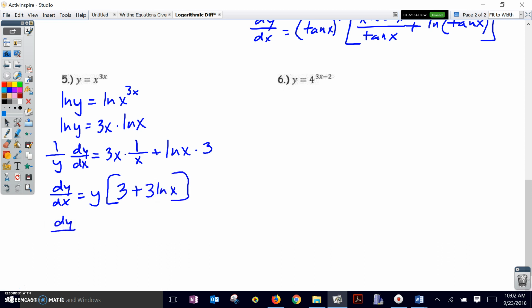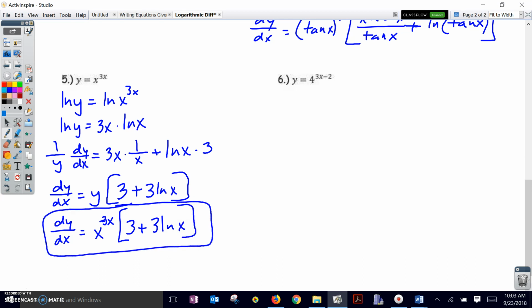And then I'm going to replace y with what it's equal to. That's a really gnarly 3 there. And if I wanted to, I could factor a 3 out of this function as well. Maybe write this as dy/dx equals 3 times the quantity 1 plus natural log of x times x to the 3x. Maybe that's a better looking answer.